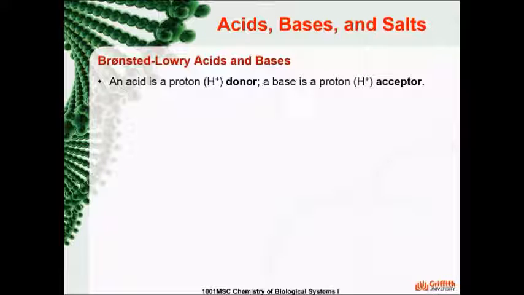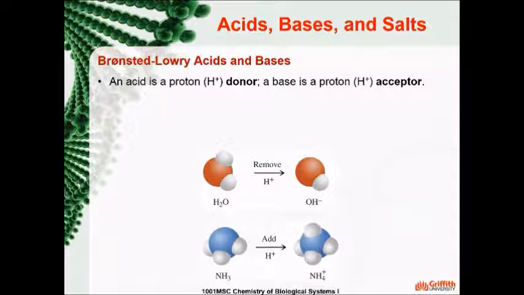Remember from Module 3 that a hydrogen atom has 1 proton, no neutrons, and 1 electron. Therefore, when it loses its electron, we call it a hydrogen ion or a proton. For example, water can donate a proton and form a hydroxide ion. Ammonia can accept a proton and form the ammonium ion.